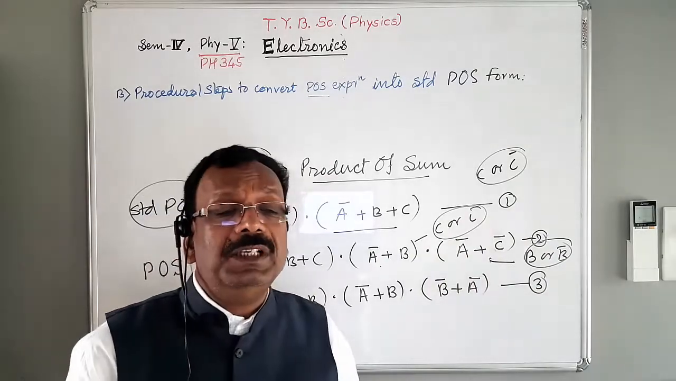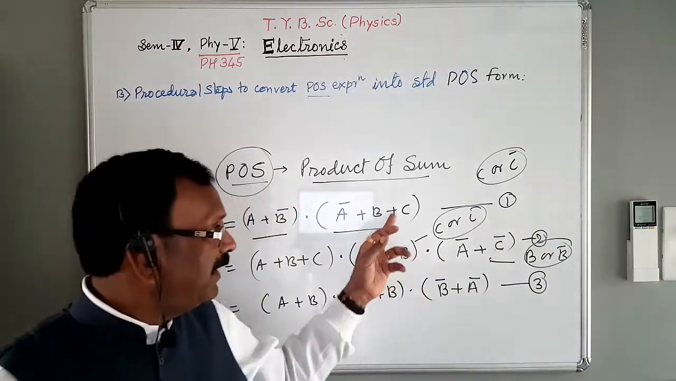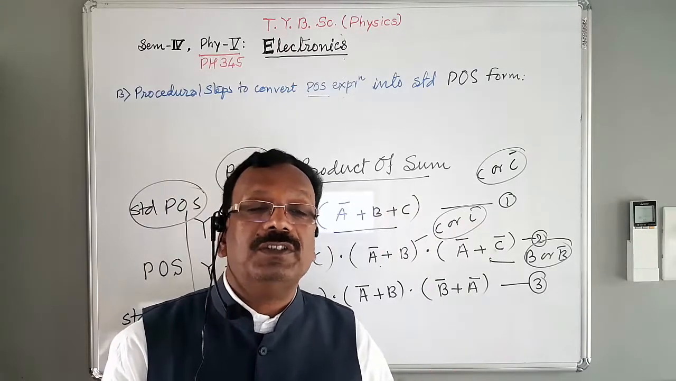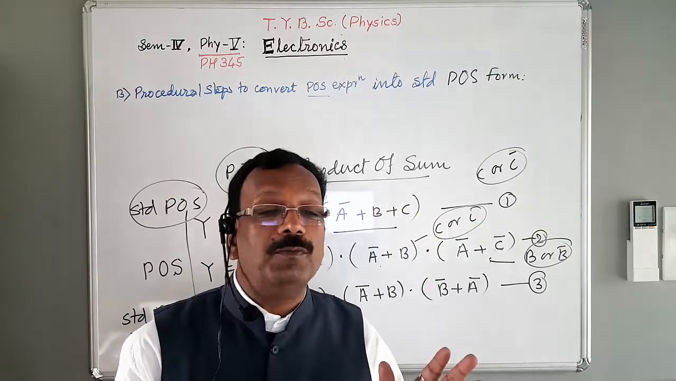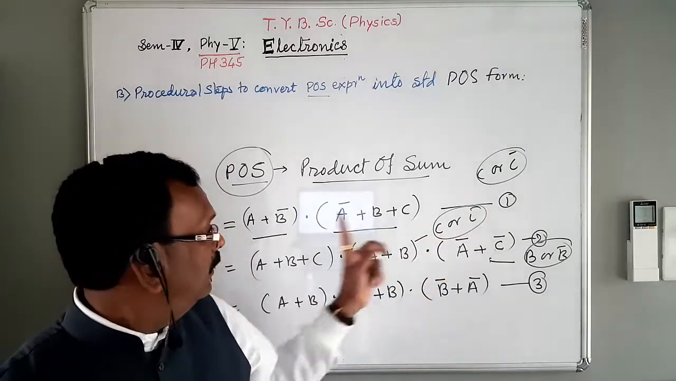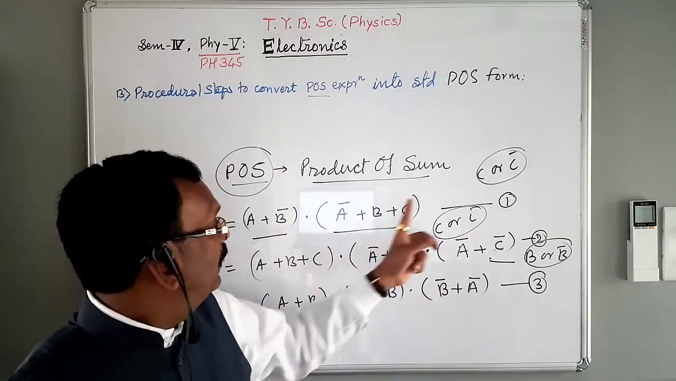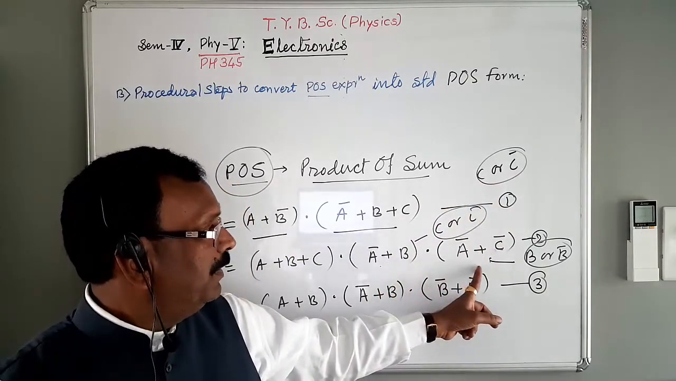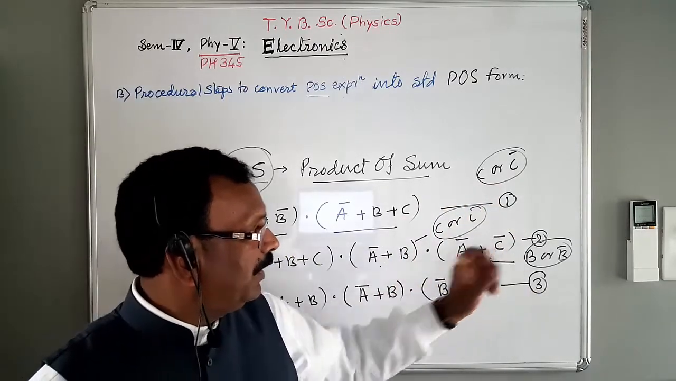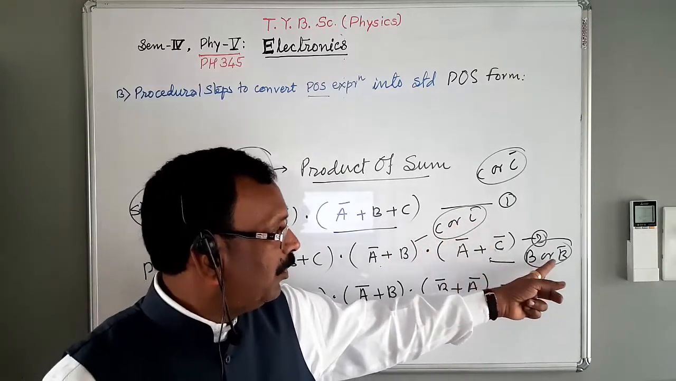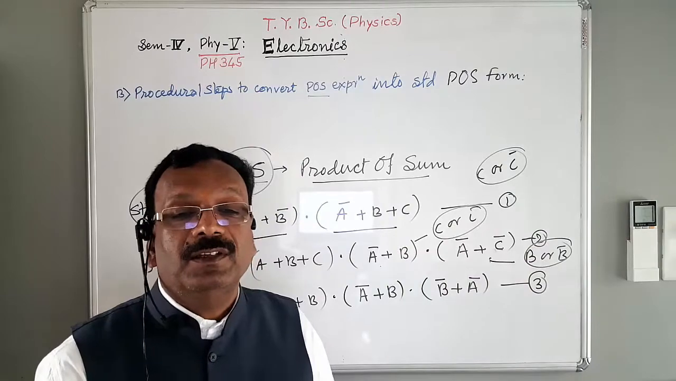Equations 1 and 2 are not in standard POS form, because the first term of equation 1 is missing C or C bar, and the second and third terms of equation 2 are missing C or C bar and B or B bar respectively.